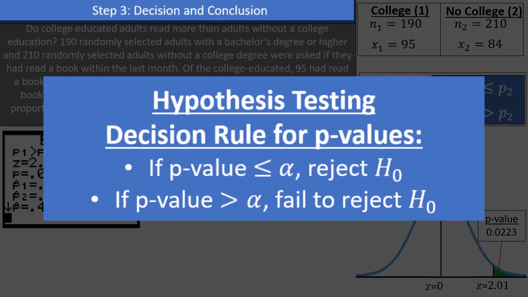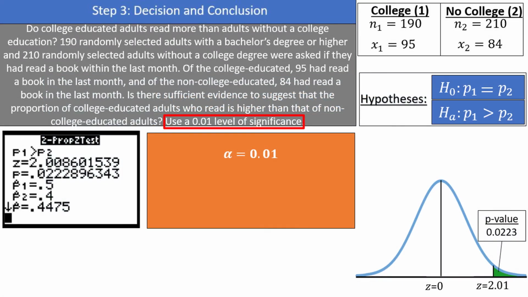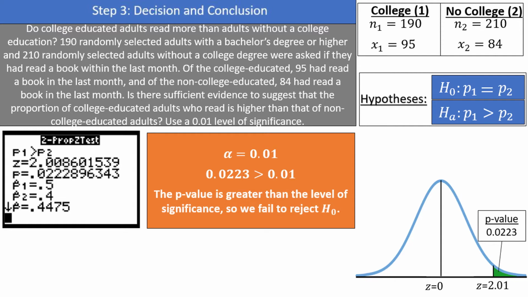If the p-value is less than or equal to the level of significance alpha, then we reject the null hypothesis, and if the p-value is greater than the level of significance, we fail to reject the null hypothesis. Like I always say, if the p-value is low, the null has to go, and if the p-value is high, the null will fly. In our case, the level of significance is 0.01, and the 0.0223 p-value is greater than the 0.01 level of significance. The p-value is greater than the level of significance, so we fail to reject the null hypothesis. The p-value is high, so the null will fly.